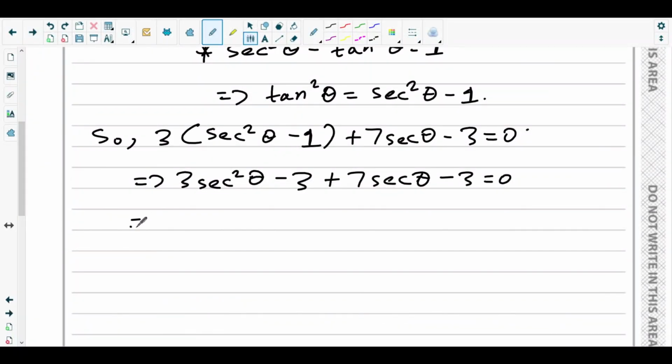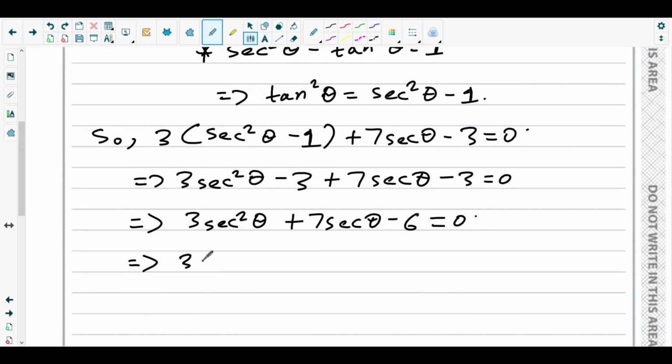Fine. This is just the simple approach to solving a quadratic equation, isn't it? So 3 sec squared theta, minus 3 and minus 3 makes minus 6, and 7 sec theta is there, equals 0. Now we have a quadratic equation in the form of trigonometric ratios. So we can split the middle term, isn't it? 3 times negative 6 is negative 18. So plus 9 minus 2: 3 sec squared theta plus 9 sec theta minus 2 sec theta minus 6 equals 0.